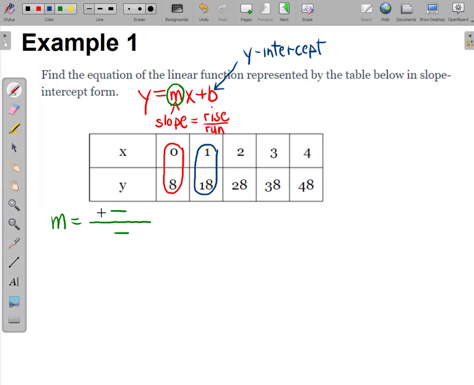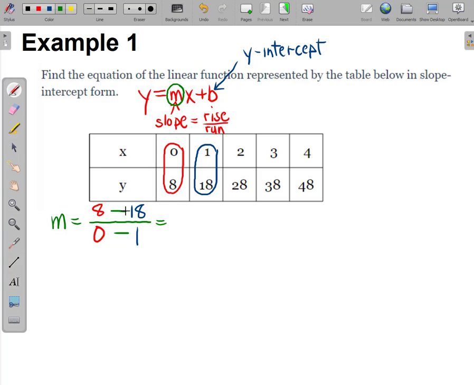So I'm going to plug in, let's start with the red one. Let me switch back to red. So my y values go on the top because that's rise. So I'm going to put 8 over 0. Notice that 8 is my y value and 0 is my x value. So 8 over 0. Switching over to blue now, I'm going to put 18, which is my y value, on top, and 1 has to be underneath that.